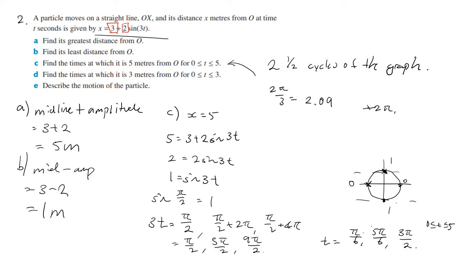Okay, let's move on to part D. Part D says, find the times at which it is 3 meters from O for t is between 0 and 3. So when x equals 3, let's do it. 3 equals 3 plus 2 sine 3t. That cancels out, and 0 equals 2 sine 3t. Sine 3t is 0.